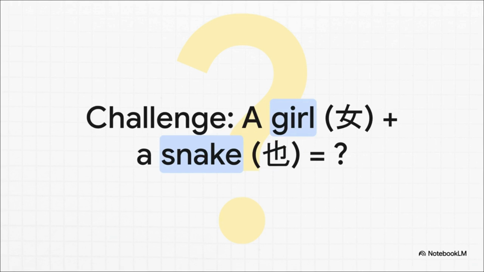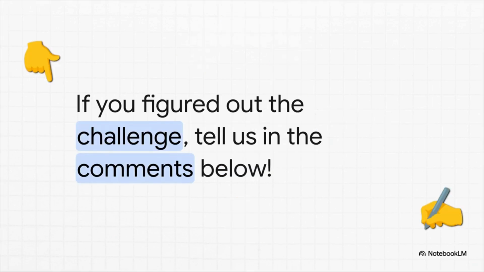Okay, now that you're practically an expert, here's a fun little challenge for you. The radical for woman or female is nǚ. If you take that woman radical and put it next to our snake radical, what character do you think that makes? If you think you've cracked that code, I would love to see your answer. Go ahead and drop it in the comments below.